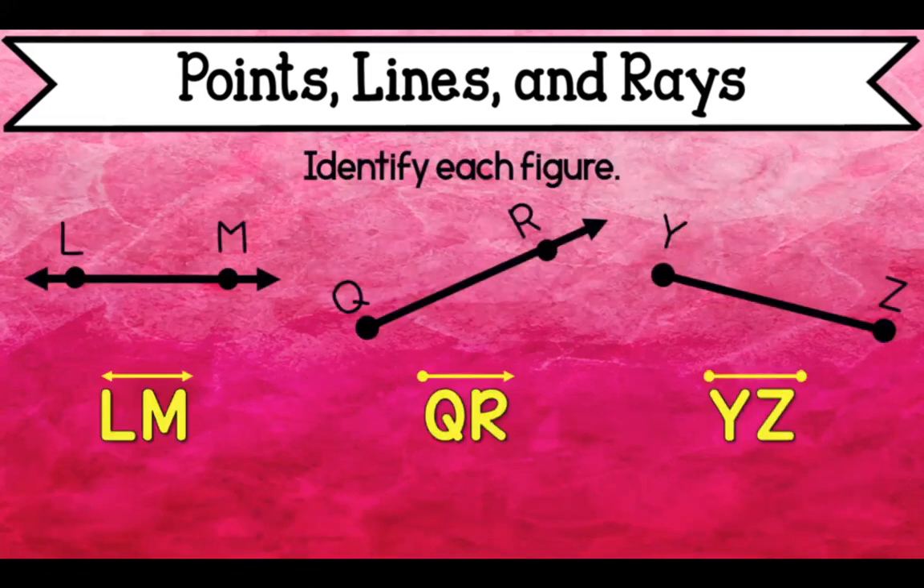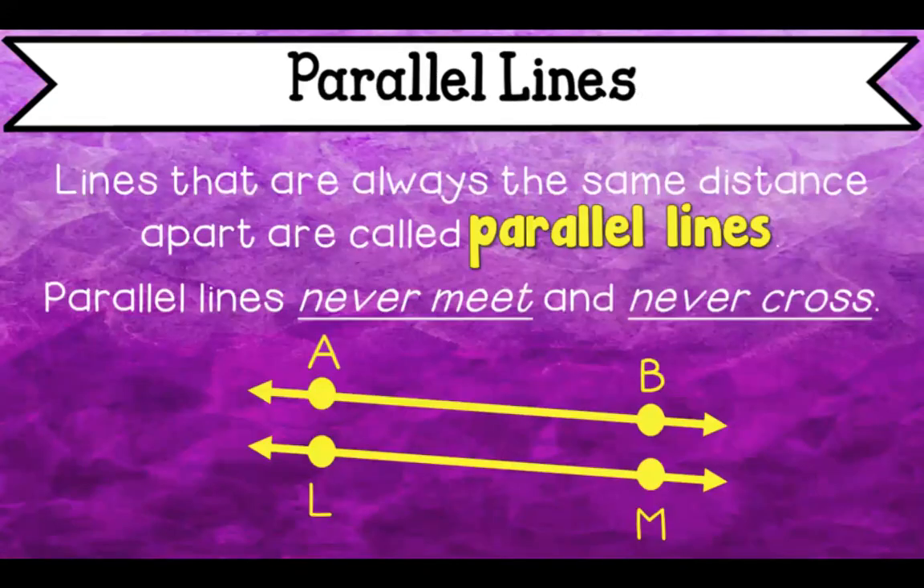Now we are going to be talking about if we have multiple lines. In this picture, we have what are called parallel lines. Those are lines that are always the same distance apart, and they are obviously lines. See how both the left and the right sides have an arrow that makes the line go on forever. So they are lines that will never meet and never cross, ever.